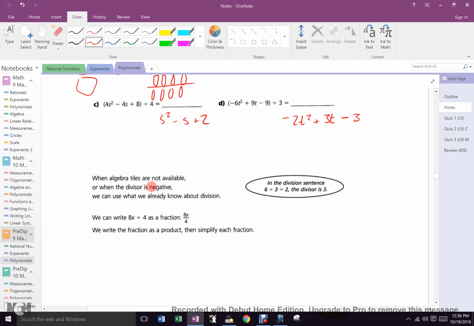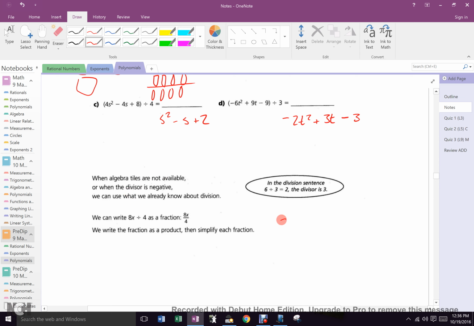When algebra tiles are not available, which is never, or always, I mean, we don't walk down the street with our pockets full of algebra tiles. Sometimes, right? Unless you're really a nerd. Or when the divisor is negative, we can use what we already know about division.